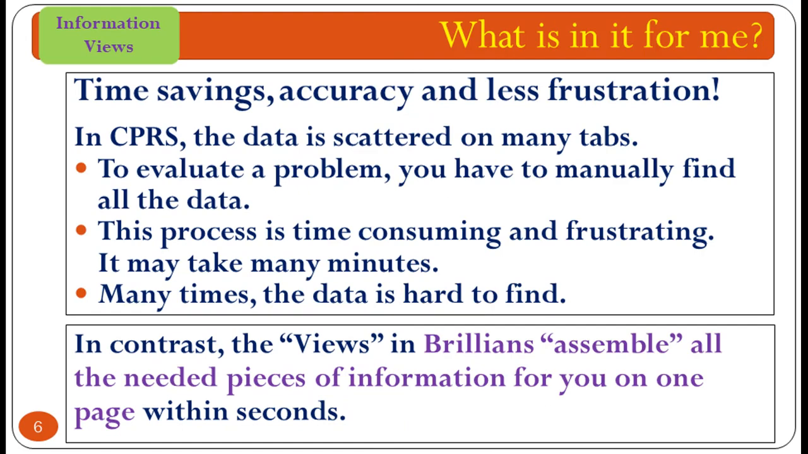So, what is in it for me? Time savings, accuracy, and less frustration. In CPRS, the data is scattered on many tabs. To evaluate a problem, you have to manually find all the data. This process is time-consuming and frustrating. It may take many minutes. Many times, the data is hard to find. In contrast, the views in Brillians assemble all the needed pieces of information for you on one page within seconds.